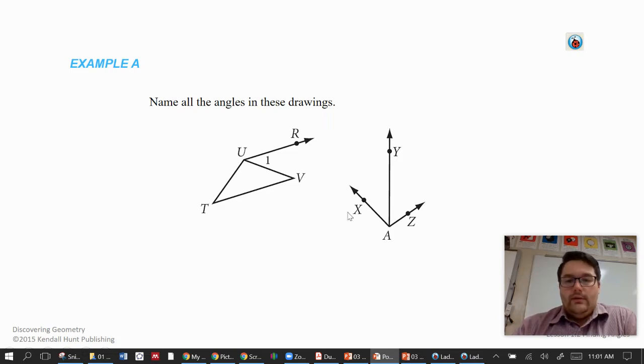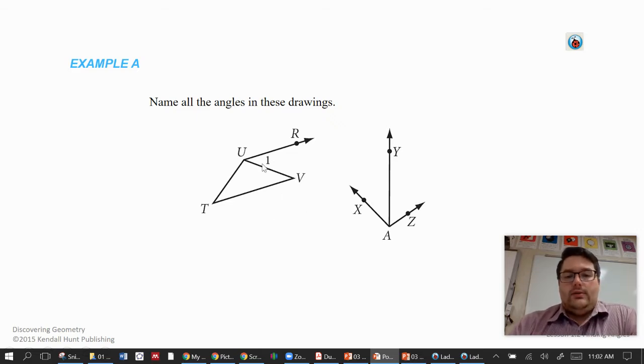But if I went over here, for example, I couldn't call any of these angle A because I don't know which of them I'm talking about. Is it this one? Is it that one? Is it the whole thing? So in this case, I need to use three letters. Angle XAY or angle ZAY or even angle XAZ. Those are all three different things, and I need to be able to tell them apart. So I can't just say angle A.